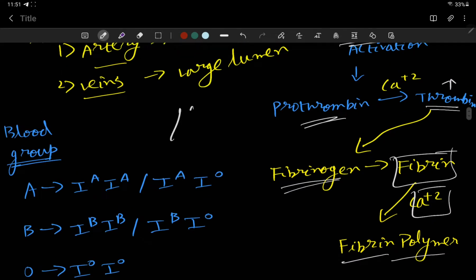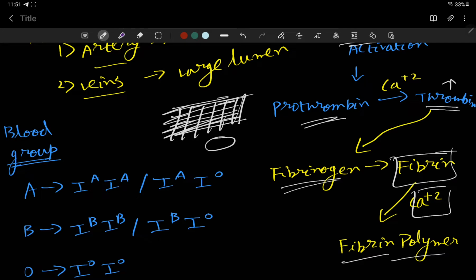This fibrin thread will go through a polymerization reaction with the help of calcium and will make a fibrin polymer. Now, these fibrin polymers will make a meshwork at the place where the damaged tissue is found, or it will form a clot at that place to prevent the leakage of blood. This is the very brief account of blood clotting.